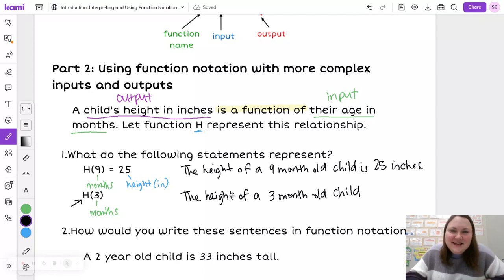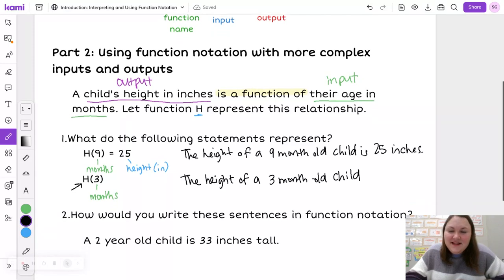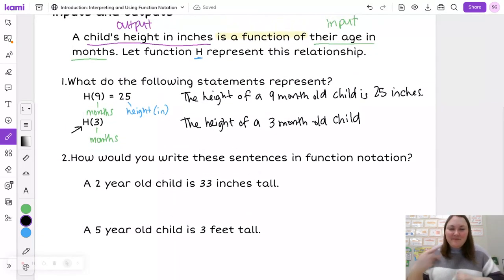This is similar to what we had done yesterday, where we want to be able to look at function notation and understand what it means. This other part is doing the opposite.